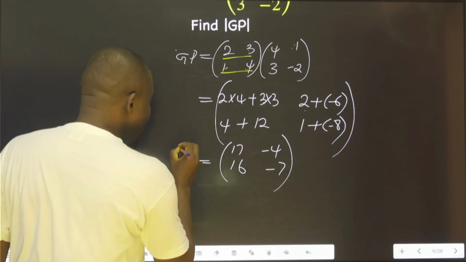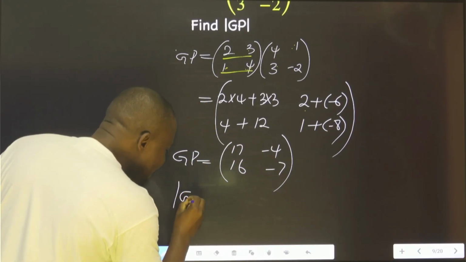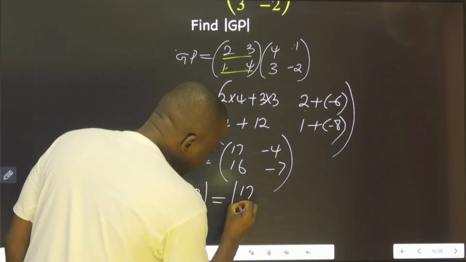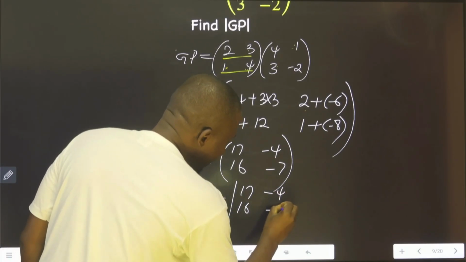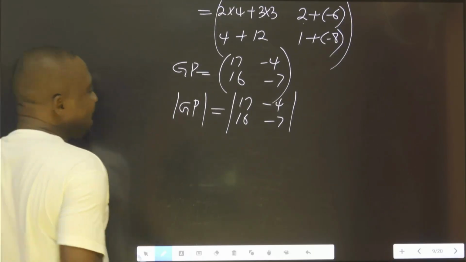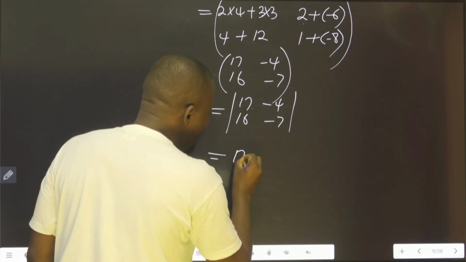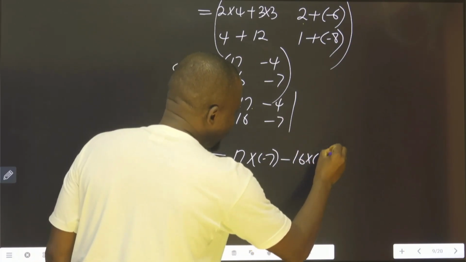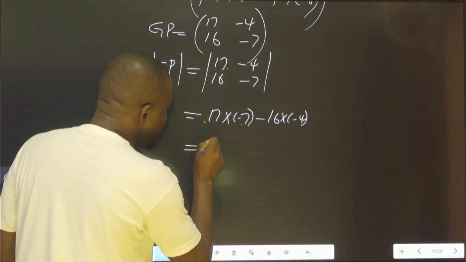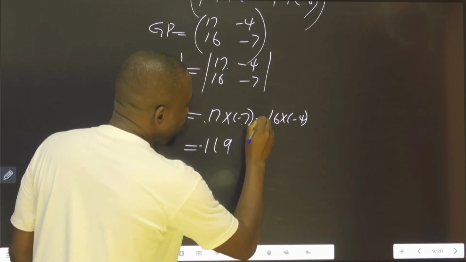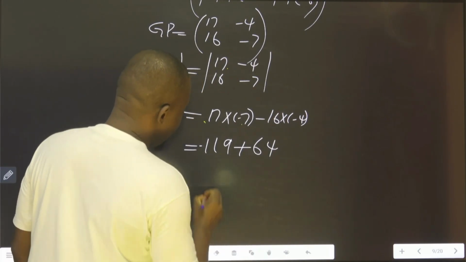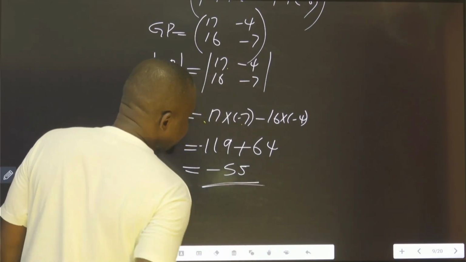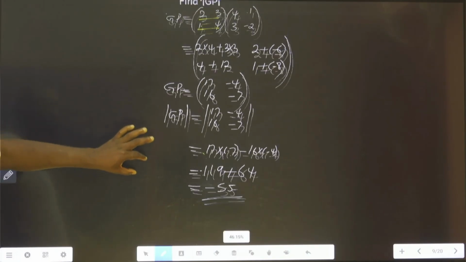Now that we have GP, it is time to get the determinant of GP. You have to change this curve bracket to bars. So vertical bars like this. Then you find this multiplied by this, 17 multiplied by minus 7, minus 16 multiplied by minus 4. These two will produce 119, that is minus 119, while this will produce plus 64. Then we need to subtract this. If you subtract this, you have minus 55. So this is the final answer, minus 55.